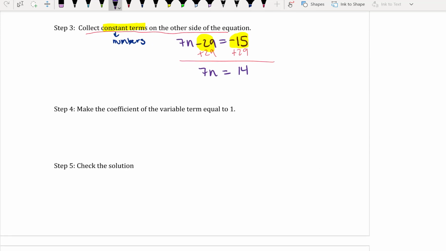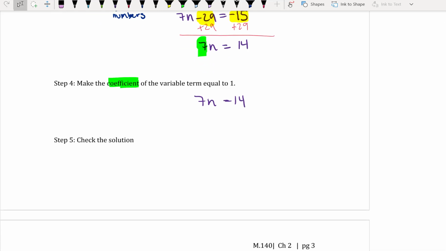For step number 4, we want to make the coefficient equal to 1. So that coefficient here would be that 7. So if I have 7n is equal to 14, well, since I want to make that coefficient equal to 1, I'm going to divide by the actual coefficient that I see, which is 7.